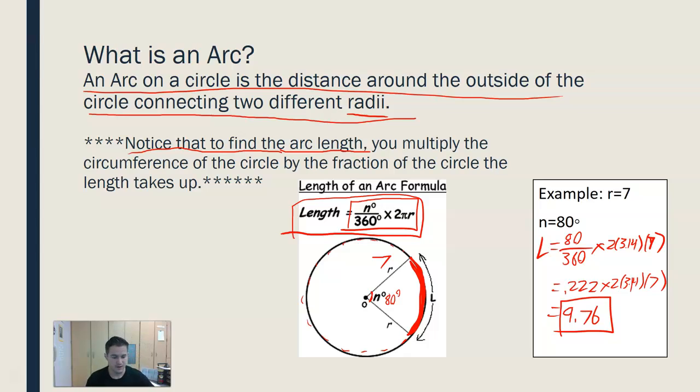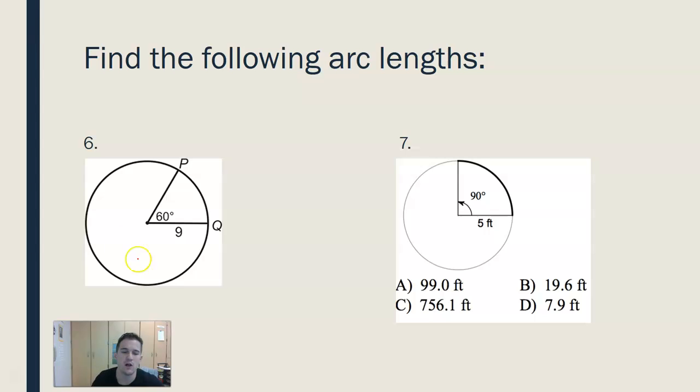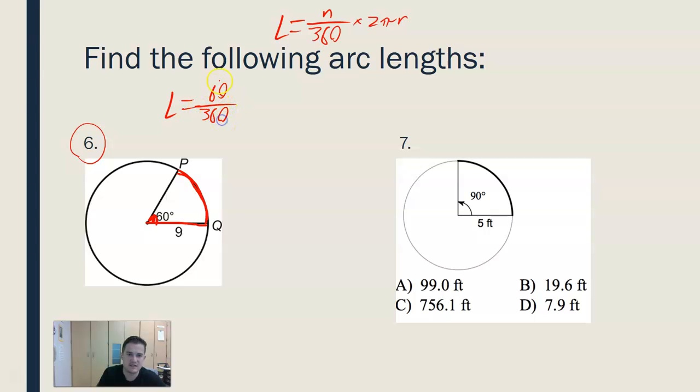Okay, let's do some more examples. So this says find the following arc length. So here, this is number 6 on your guided notes. I have a radius of 9 and an angle in between these two radiuses of 60 degrees. So to find the arc length, I'll write the full arc length formula up here again. N divided by 360 multiplied by 2 pi r, multiplied by the radius. So 60 divided by 360, 60 degrees is that intercepted angle, divided by 360, times 2 times 3.14 times r, which is 9. That's the formula for the arc length.